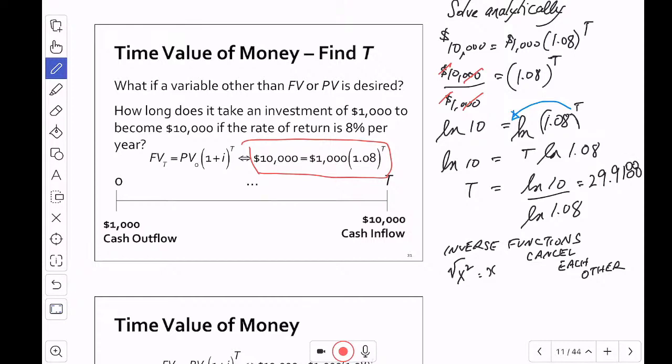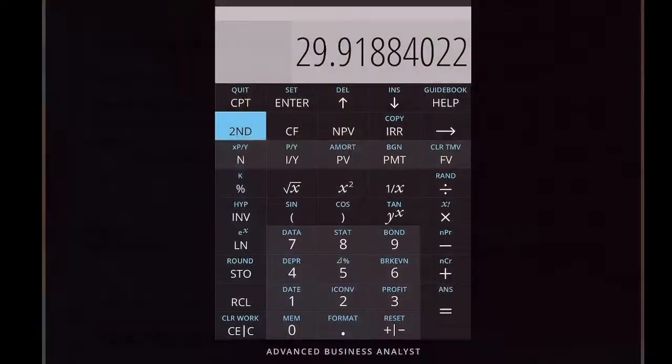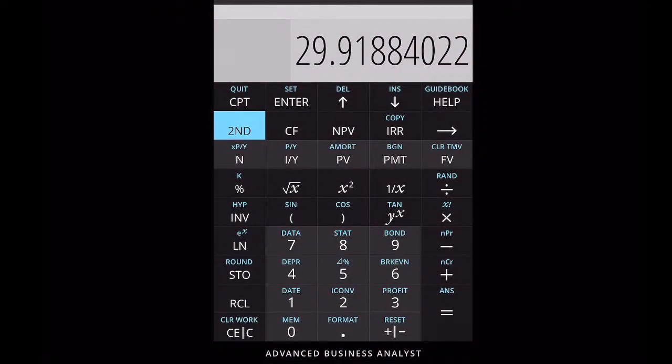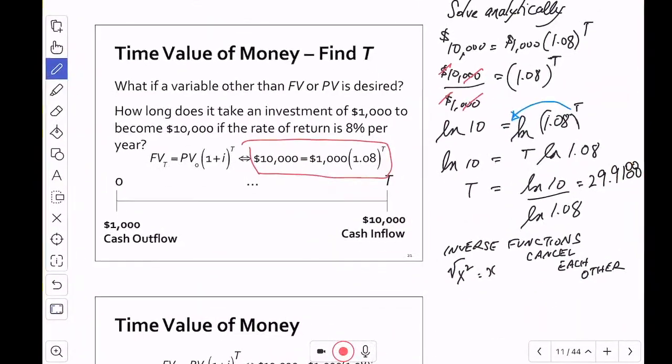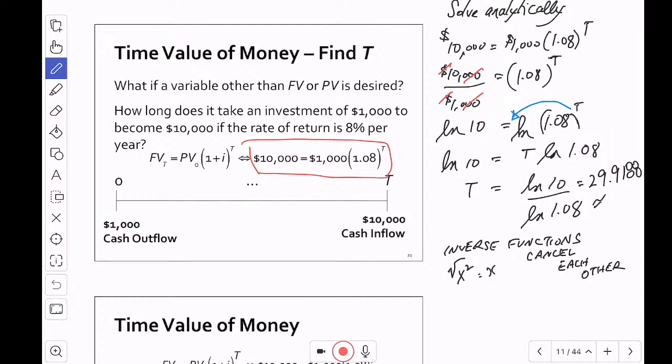Is that what I got? Yeah. Okay, and what are those? Those are years. It takes 29 years, or if you round it, it's 30 years, right? But a little less than 30 years.